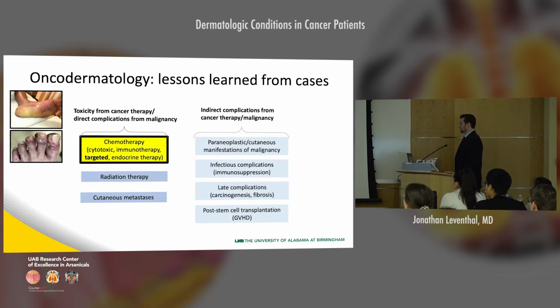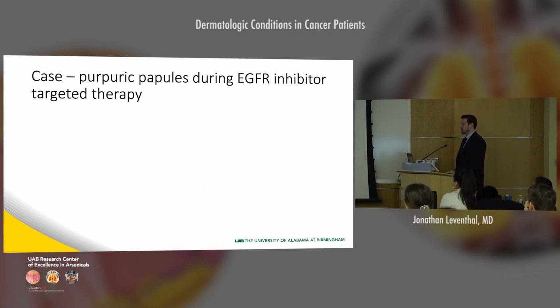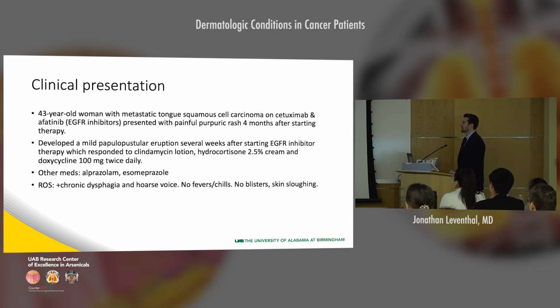And so next I wanted to discuss briefly a case of toxicity from targeted therapy. These targeted drugs, like checkpoint blockers, are being increasingly used. I'd say this is probably the number one reason why patients are referred to my clinic. They develop a toxicity from a targeted chemotherapy. So this is a patient who had a purpuric rash on EGFR inhibitor therapy. That's epidermal growth factor receptor inhibitor therapy.